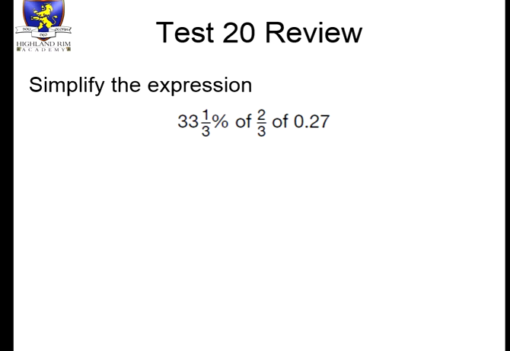Next problem. We simplify the expression 33 1/3% of 2/3 of 0.027. So the first thing we look at, remember we can convert 33 1/3% into a fraction. And the fraction for 33 1/3% is 1/3 times, it's not divided by, it's times 2/3 times 0.27.